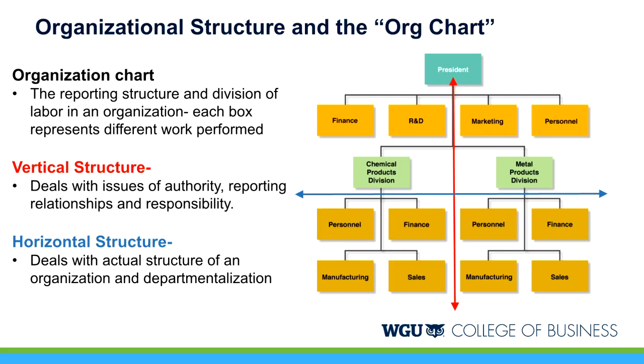But as soon as you have more than a few people, you have some kind of a structure, whether it's just, let's say, a boss or an owner and some workers. Obviously, as that gets more elaborate, there's much more detail to work out in organizational structure. So vertical structure, you see that up and down, the vertical arrow, the red one there. That deals with issues of authority.